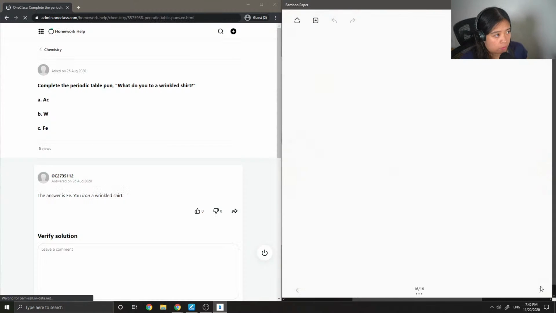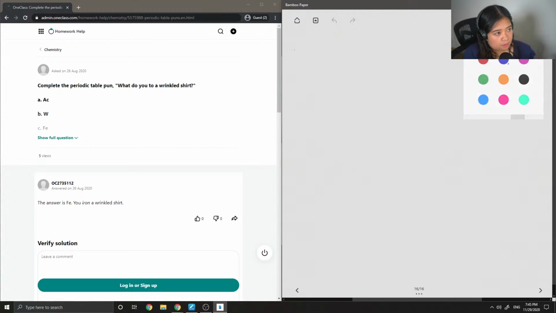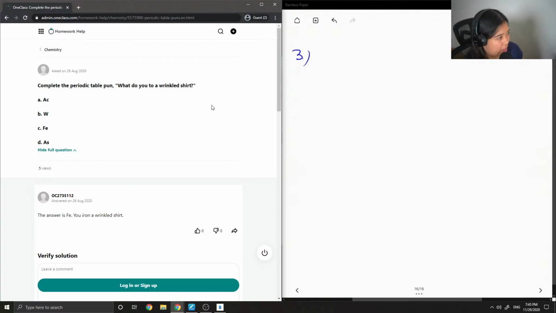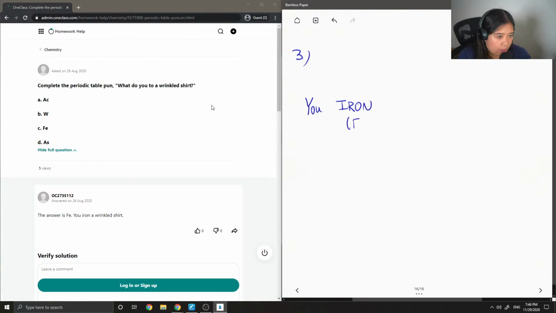Okay, so question 3. Question 3 asks, complete the periodic table pun. What do you blank to a wrinkled shirt? So do you A, AC stands for actinium, B is tungsten, C is iron, and D is arsenic. So the answer to this question is you iron, which is Fe, a wrinkled shirt.